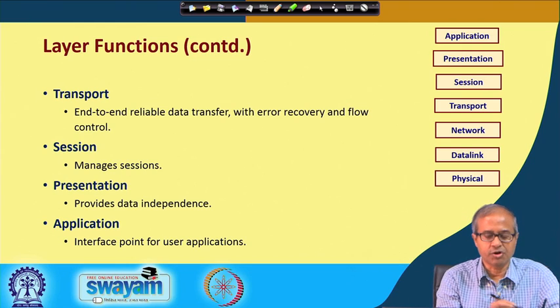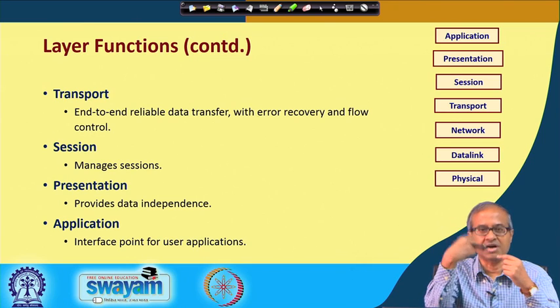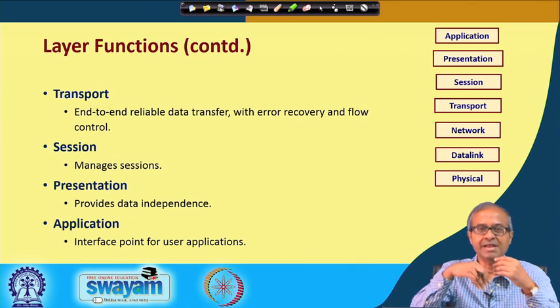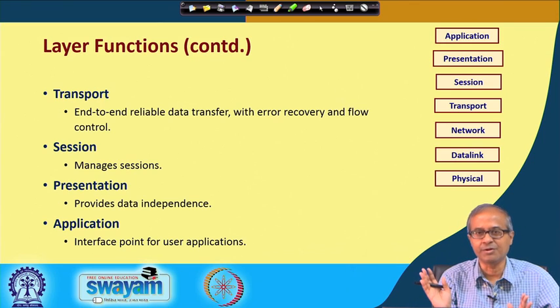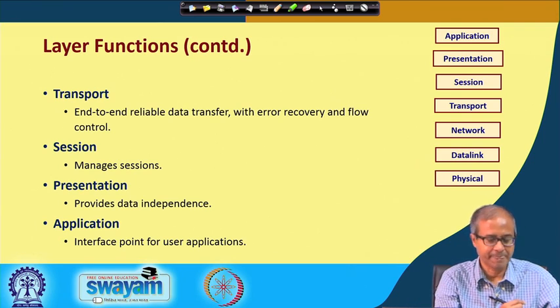Transport layer talks about end to end reliable data transfer. I am trying to send data to you, and I ask you, have you received the data correctly? If you tell me no, then I will send the data again. I am not worried about what intermediate nodes are there. This is a direct host to host link.